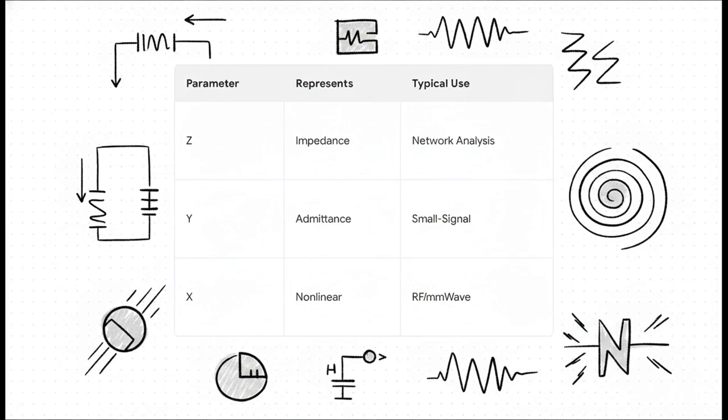This is your go-to for analog circuit design and small signal transistor modeling. Finally, you have X. It represents nonlinear RF behavior, looking at large signal wave relationships rather than simple V over I ratios. You use X parameters for RF and millimeter wave circuits where distortion and harmonics are huge factors. They are three highly distinct tools, each engineered for a very specific job.